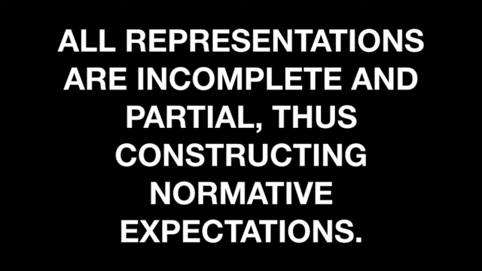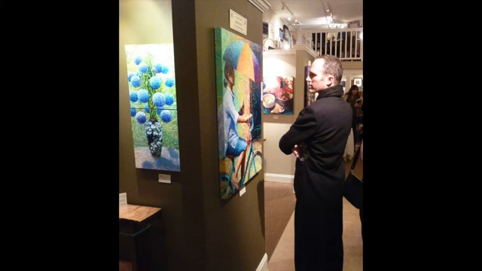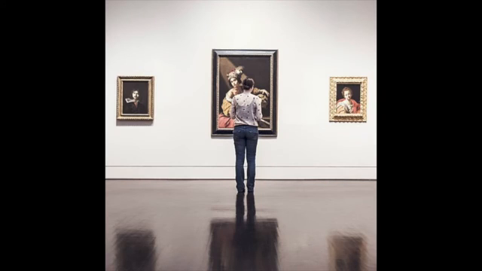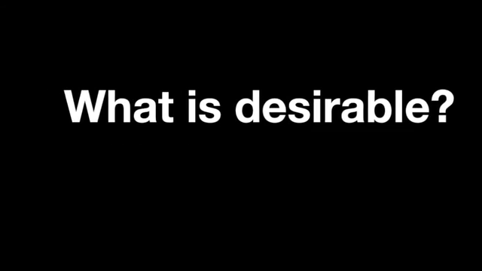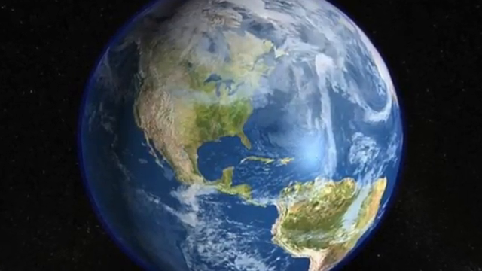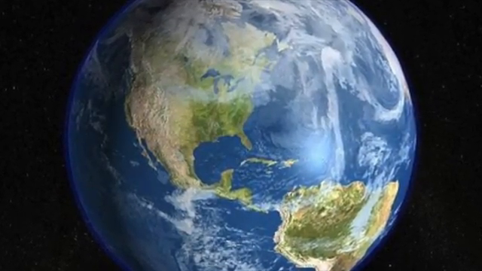According to these scholars, all representations are incomplete and partial, thus constructing normative expectations. And a normative expectation would be? Well, when viewing an image that serves as a selection of reality, it forces the viewers to ask questions, such as what is real, what is needed, what is desirable, and what is normal. And of course, we're talking about the real world here, right? Yeah. And when representing the world through images, can't one see class, race, religion, ethnicity, and disability?